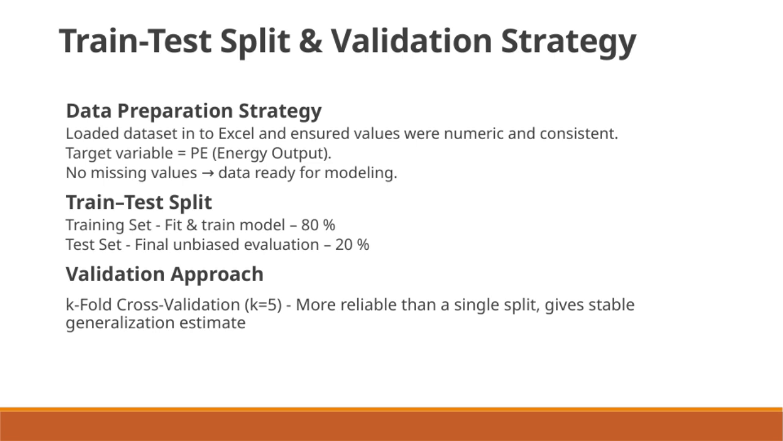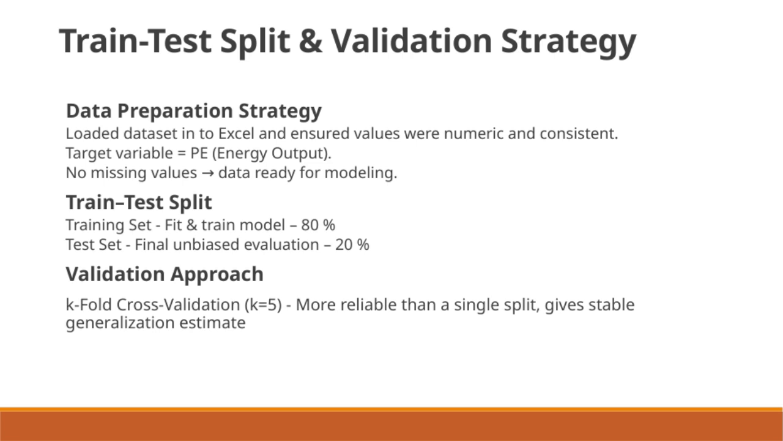Now, regarding validation, we employed a k-fold cross-validation with k equal to 5. This approach is more reliable than just doing a single train test split, because it provides a better estimate of how our model will generalize to new data. It involves dividing our data into 5 parts, training on 4, and validating on the 5th, rotating this process to cover all parts. This way, we get a more stable and trustworthy measure of our model's performance.